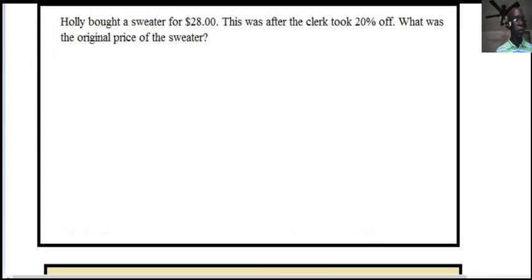Note that the discount was not given to us in an exact amount. It was given as a percentage. Therefore, the discount is 20% of the original price. The original price minus 20% of the original price gives us the selling price of $28. We can set up an equation and solve it to find the original price. Let the original price be represented by x.